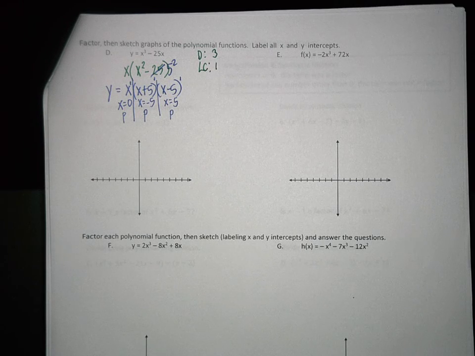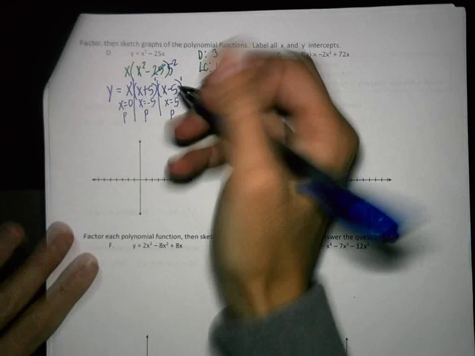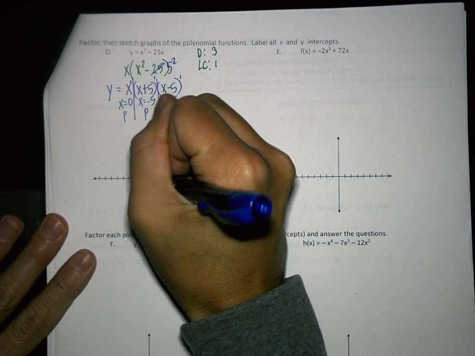Plot them, right? Plot our x-intercepts. Okay. So we have a 0. We have a 1, 2, 3, 4, 5.